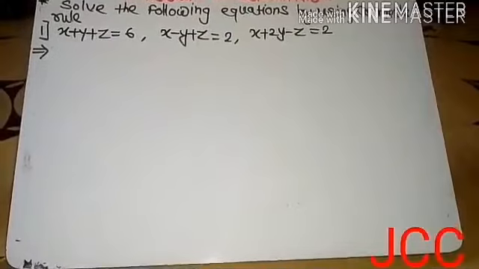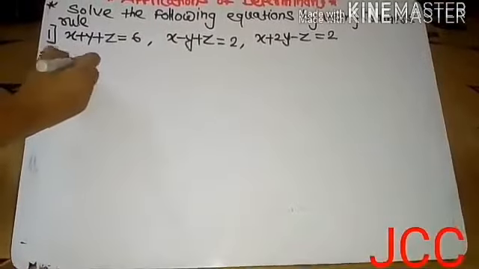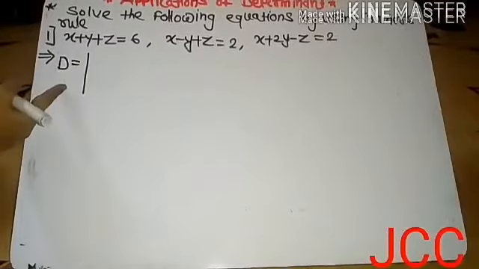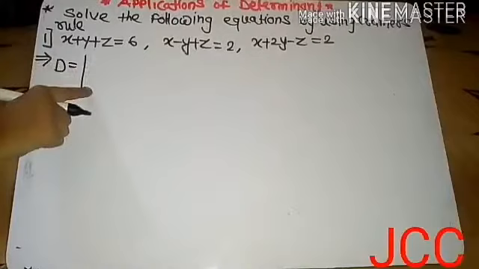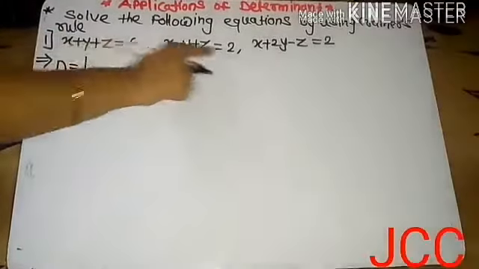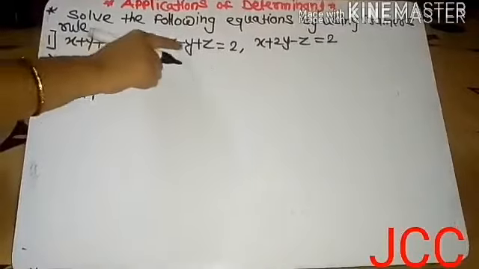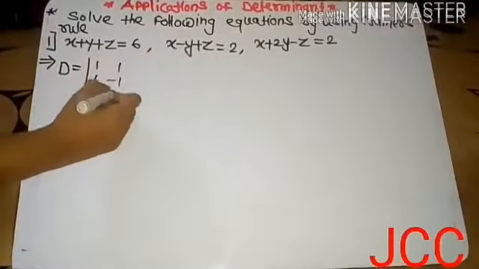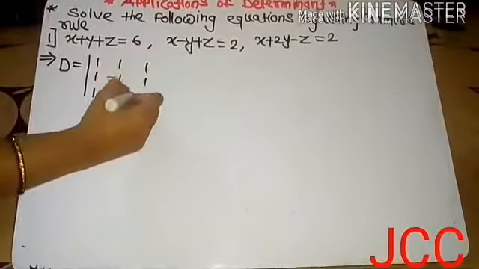Now, using Cramer's rule means we use determinants. First we solve the first determinant, D. Here we write all the coefficients of x, y and z. In the first column we write the coefficients of x from the three equations, that are 1, 1 and 1. In the second column we write 1, minus 1, 2. And in the third column we write 1, 1 and minus 1.